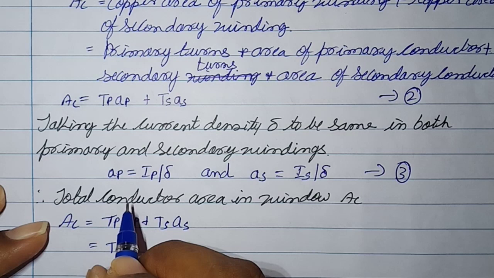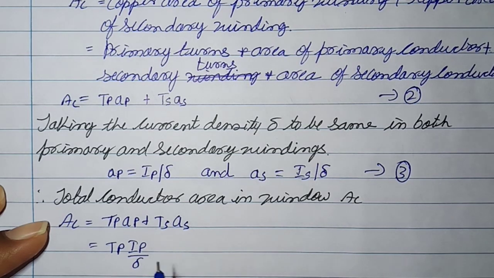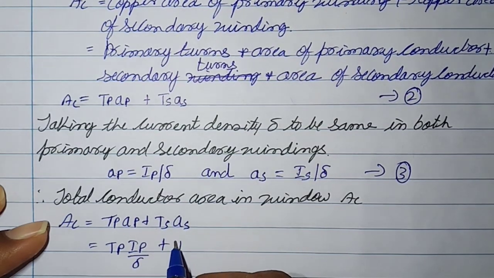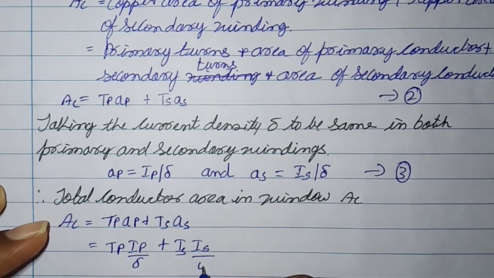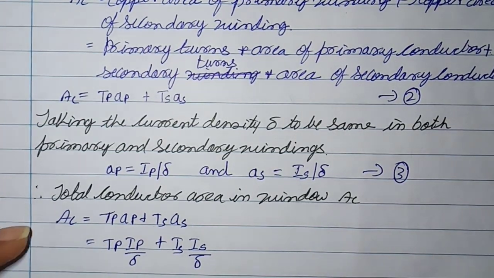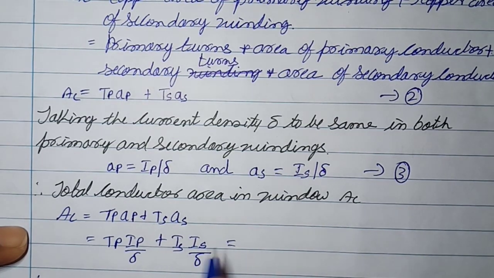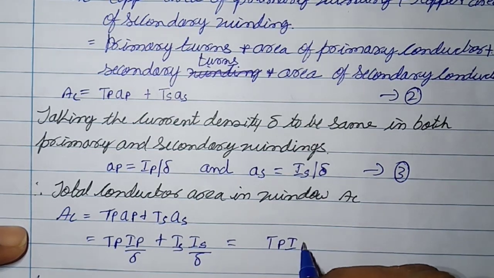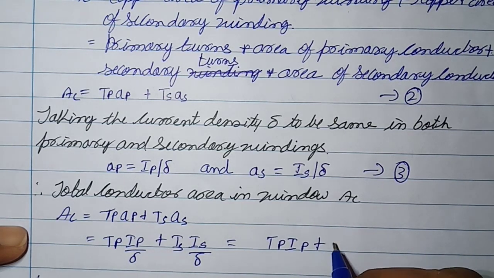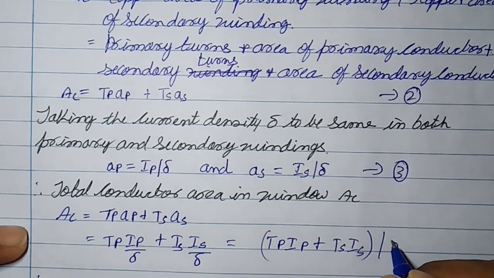So AP is IP by delta plus TS, TS as it is, and AS is IS by delta. Okay, so when we simplify this, we get TPIP plus TSIS, whole divided by delta.